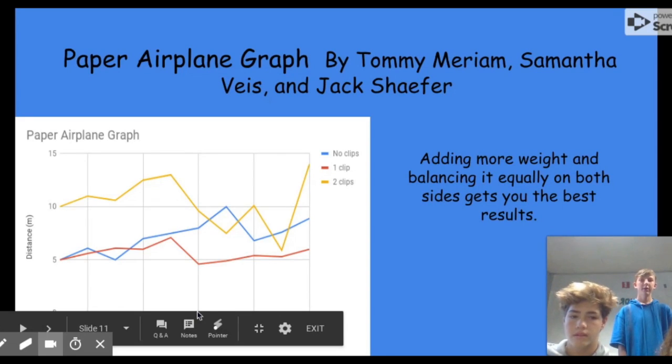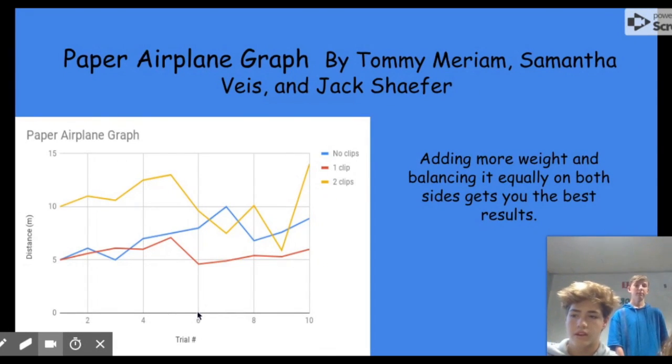Hi, this is our paper airplane graph by Jack, Tommy, and Samantha. The variable we are testing is weight. We did that by adding paper clips to our plane. We did 10 trials starting at 0 paper clips and added 1 paper clip after every 10 trials. As you can see, the plane with 2 paper clips went farther on average than the other planes. In conclusion, balancing the weight around the plane gets you the best results.